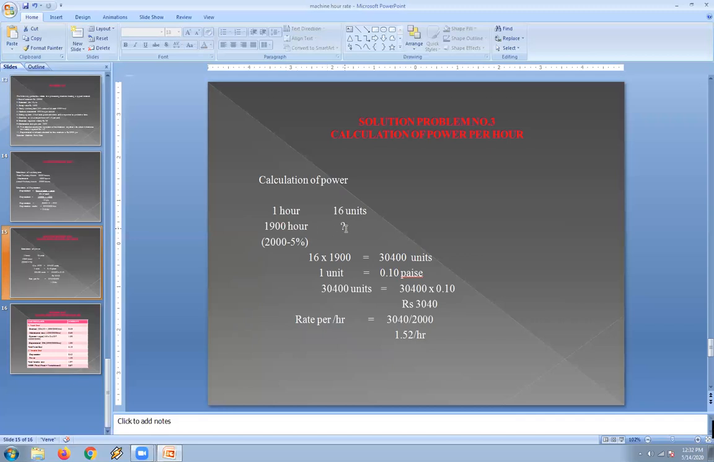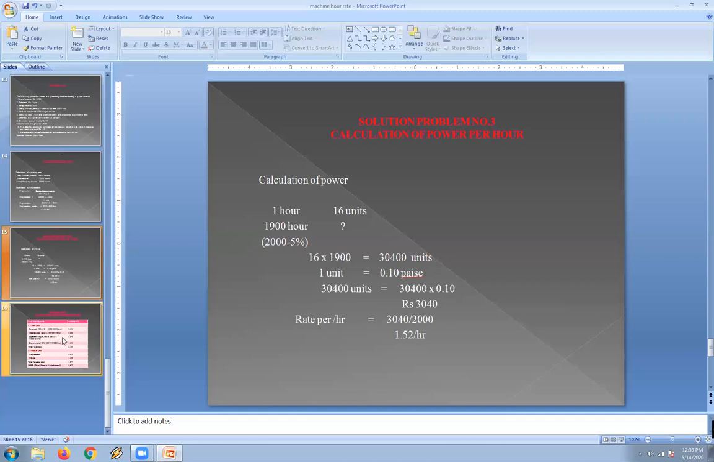We have to calculate the power consumption rate per hour. So 16 into 1,900 becomes 30,400 units for 1 year. If 1 unit is 10 paisa, then 30,400 units is 3,040. So the rate of power consumption for 1 hour will be 1 rupee 52 paisa.